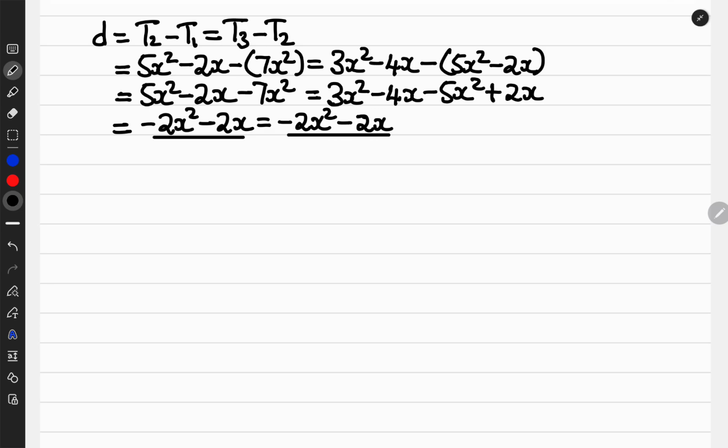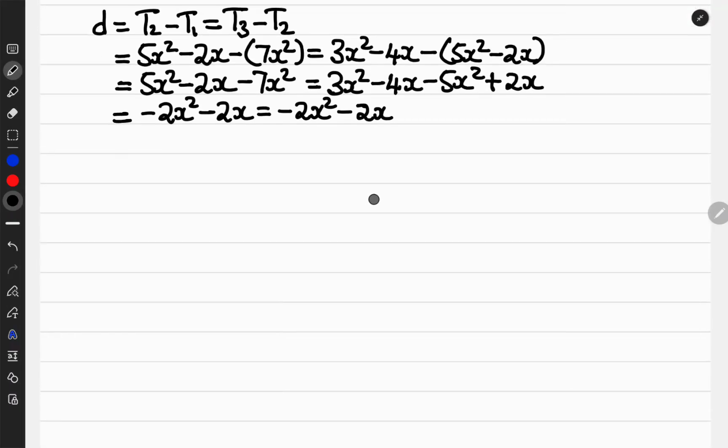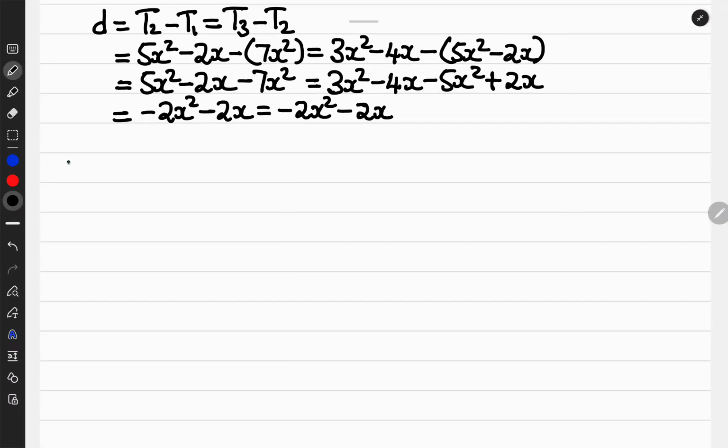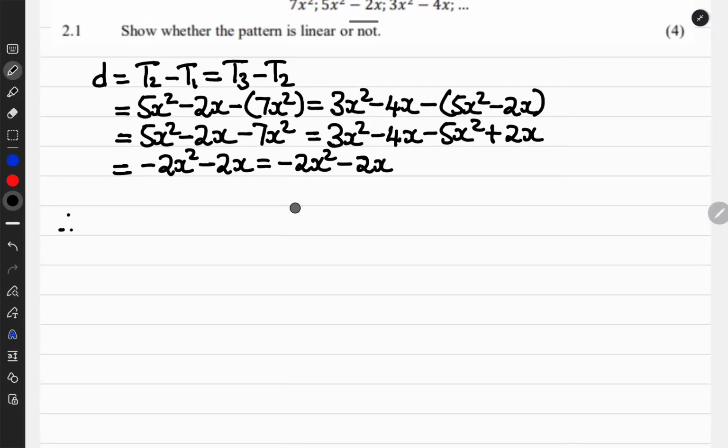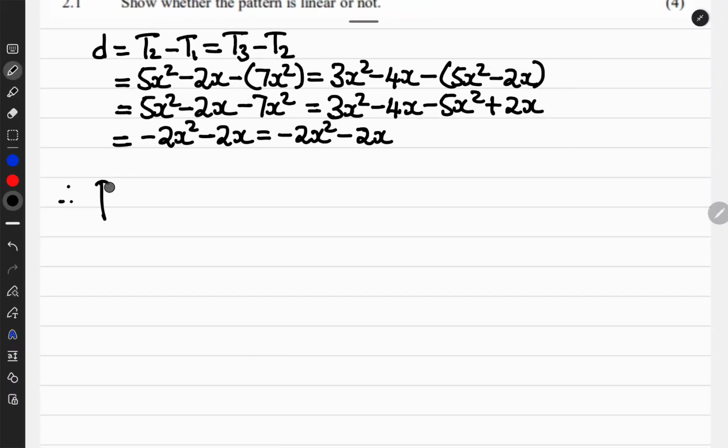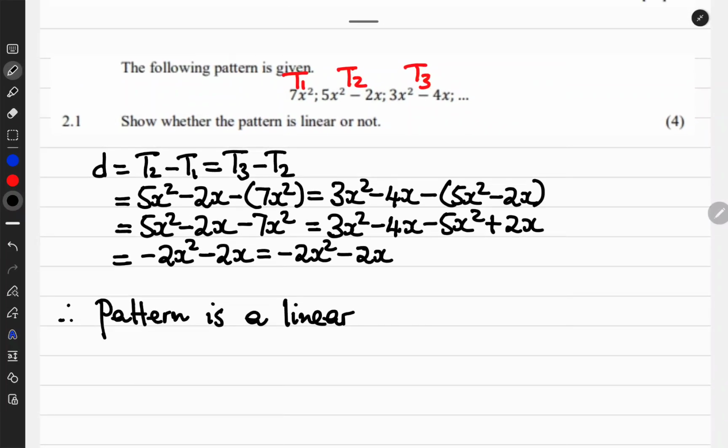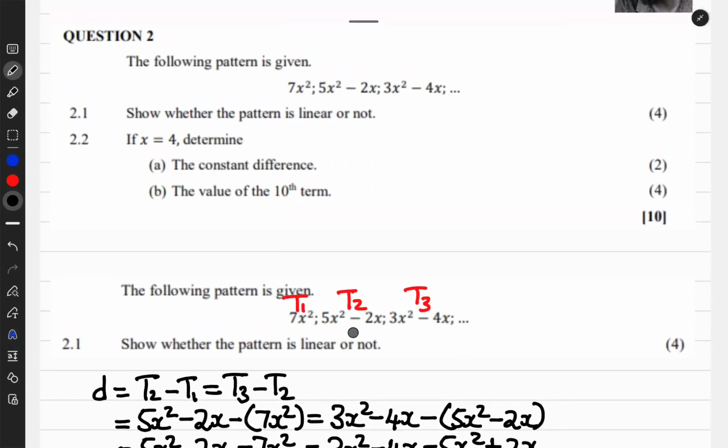Okay, so because of that, indeed, you've proven that the pattern is linear. You've proven that the pattern is linear, and that's for 4 marks for you to do that. Okay, 4 marks. Let's move on to the second question.